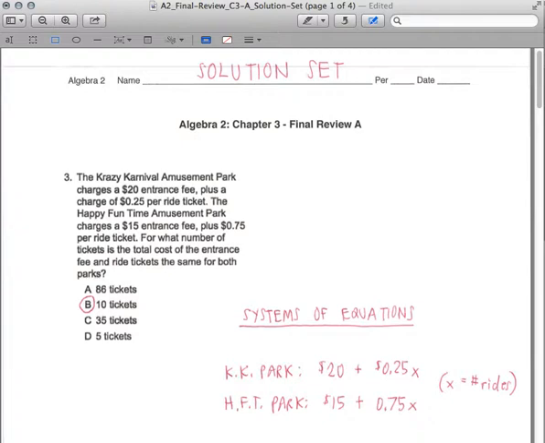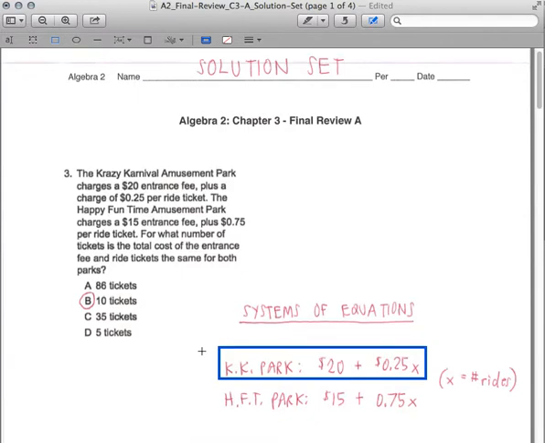Both models contain a constant, and both models contain a variable that changes. And that constant is the entrance fee, and the variable that changes is the number of rides, or the number of tickets. So, we have the Crazy Carnival amusement park, which charges 20 bucks for its entrance fee, and 25 cents per ride. That gives us the cost of that amusement park.